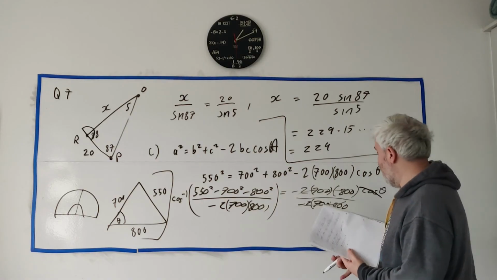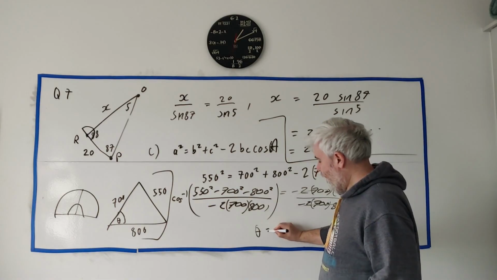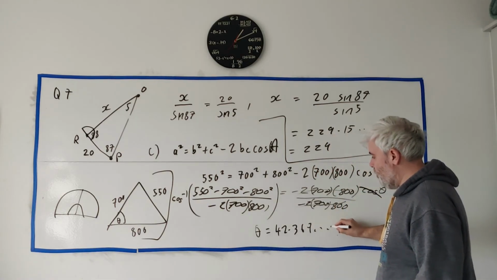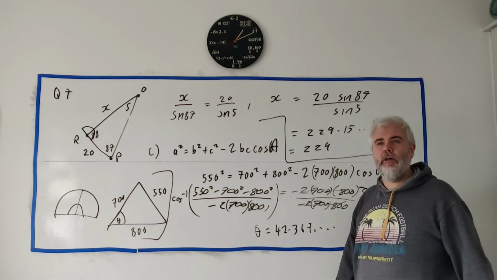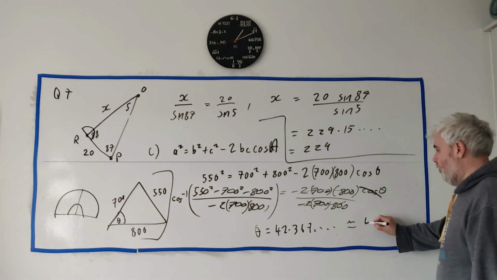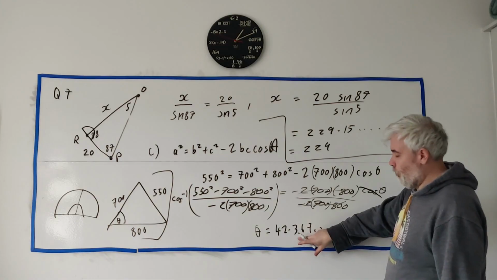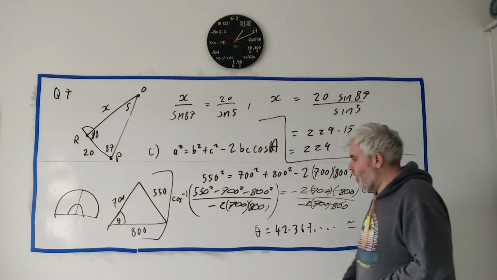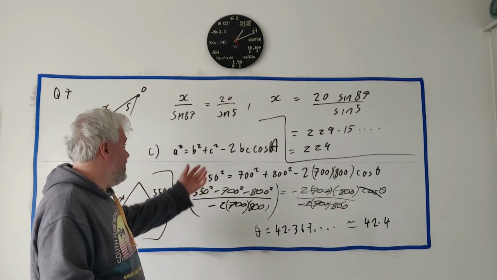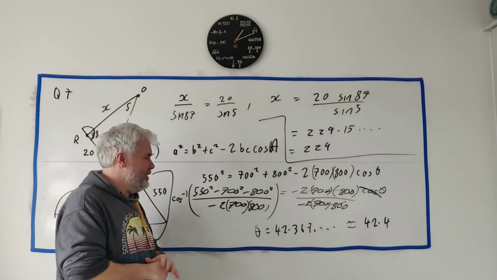But if you put this into the calculator carefully, you will get theta is equal to 42.367 something something something, and they wanted that rounded off to one decimal place. So that is roughly equal to 42.4. This rounds off to 42.4. Okay, I hope that answered all your questions. Remember, this is a part C. It's meant to be a bit awkward and messy. Cosine rule always is.